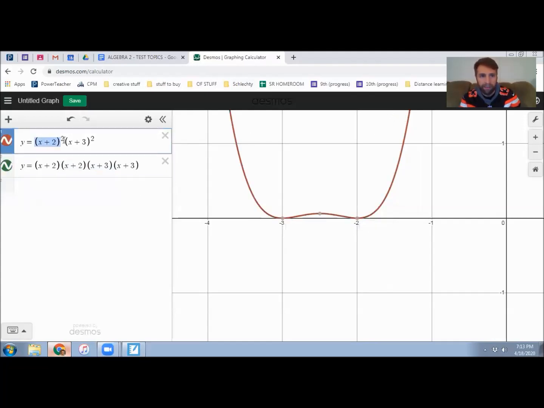If you see it like this, which you often will in a math textbook, just know that this x is squared, that's 2, double root. And then this x over here is squared, that's another double root. That makes it 4 roots, 4 zeros, 4th degree polynomial.